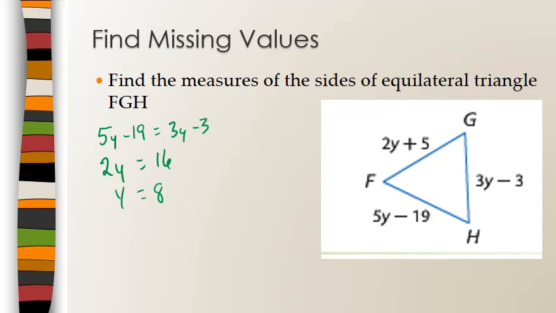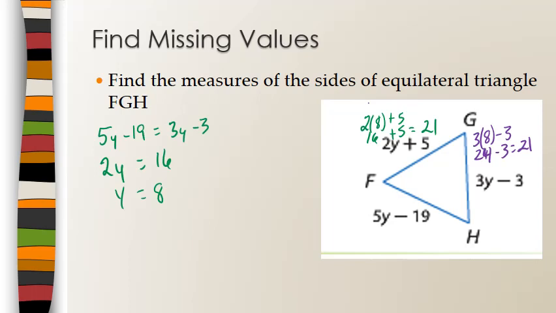Let's start here for line segment FG. So I got 2 times 8 plus 5. Well, 2 times 8 is 16 plus 5 is equal to 21. All right, that's okay. Let's substitute in 8 for y in segment GH. So then I got 3 times 8 minus 3. Well, 3 times 8 is 24 minus 3. And that also equals 21. That's good. That's what I'm looking for.